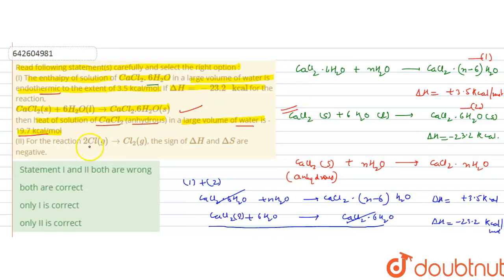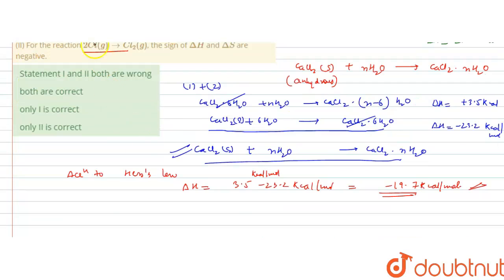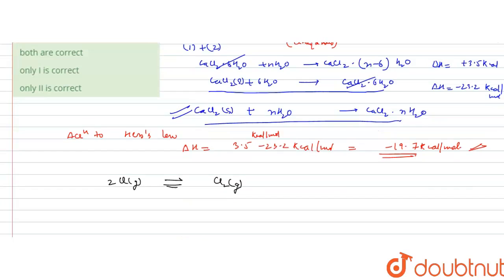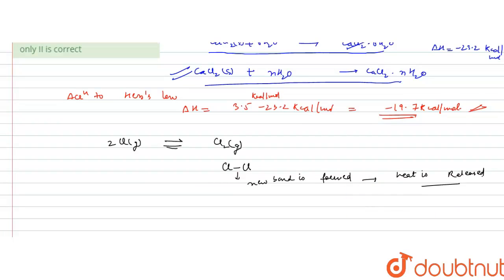Now statement 2 is for the reaction 2Cl gaseous to Cl2 gaseous: the signs of ΔH and ΔS are negative. When 2Cl gaseous forms Cl2 gas, if we see ΔH, in Cl2 a molecule is being formed, which means a new bond is formed. If a new bond is formed, heat will be released, and if heat is released, then ΔH will be negative.